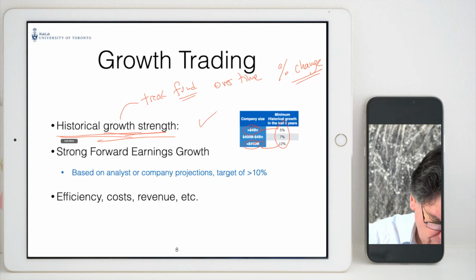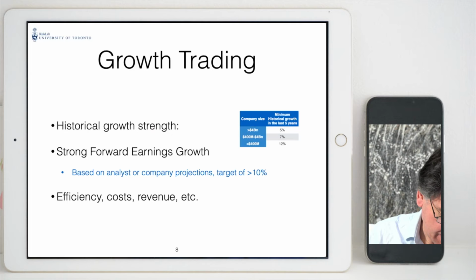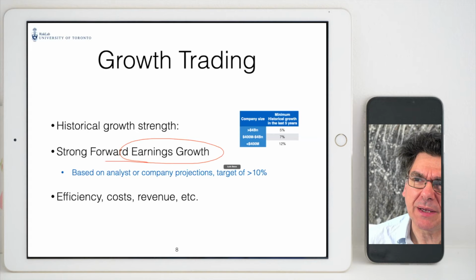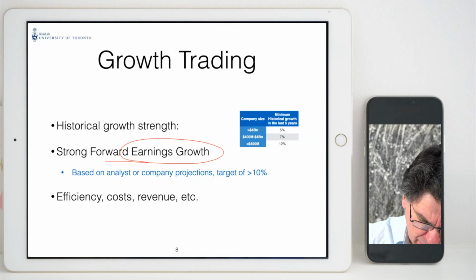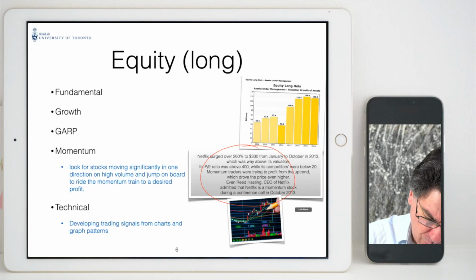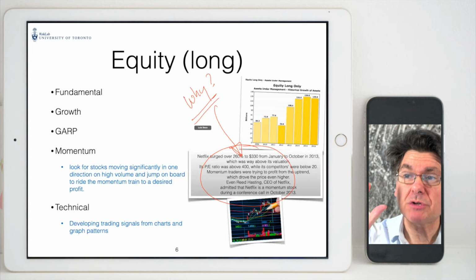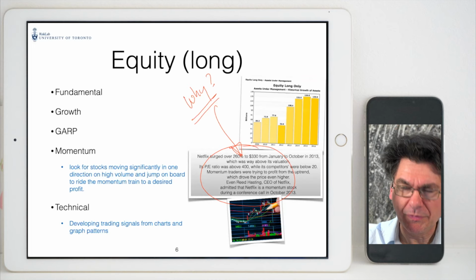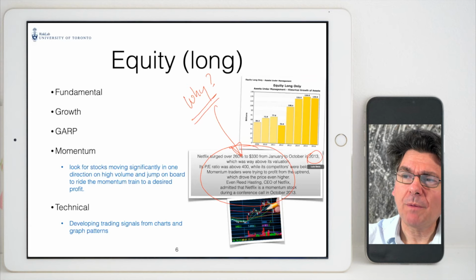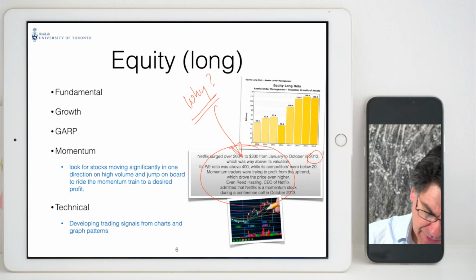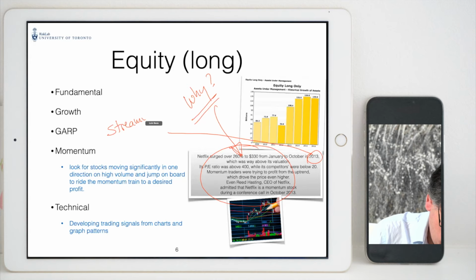Historical growth strength. Now, another quantity that you look at is forward earnings growth. You have to make an assessment of how this company is going to grow. Going back to Netflix, let's go back to this. Why did this company grow so fast? This was a momentum trade, but it was a momentum trade created by a growth assessment. Why? Well, this is what people were thinking. In 2013, streaming on the internet was starting.